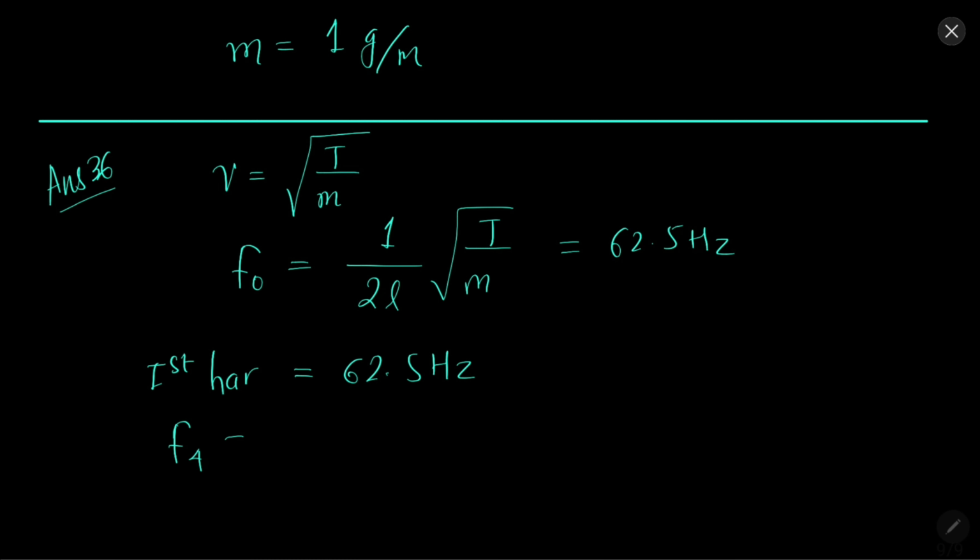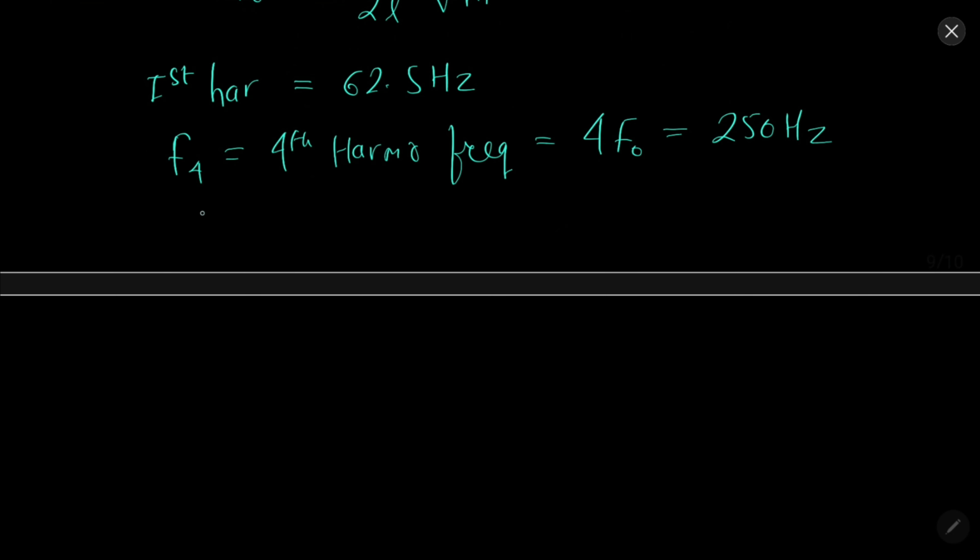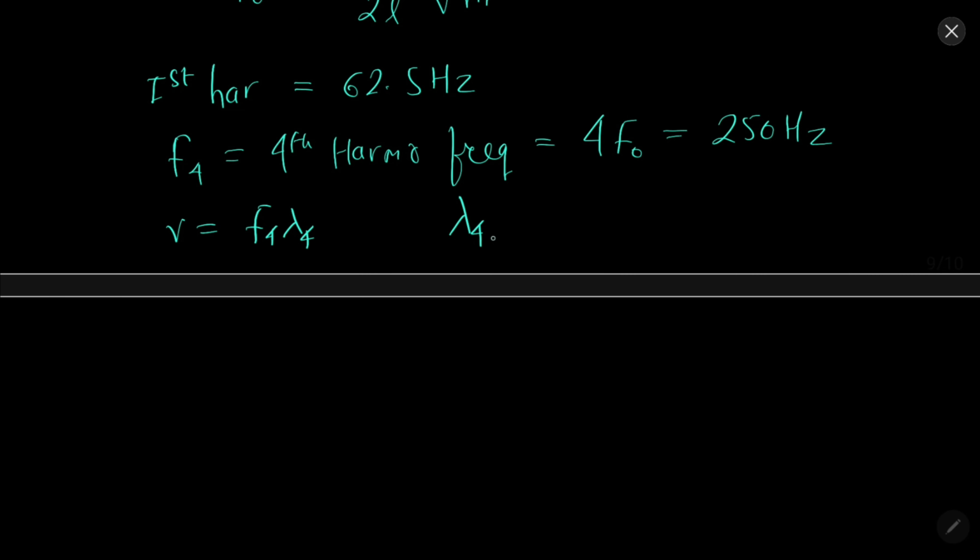Now F4, that is the fourth harmonic frequency, will be 4 into F naught, which will be 250 hertz. So velocity will be this, and lambda 4 will be v over f4, which will give us 40 centimeter.